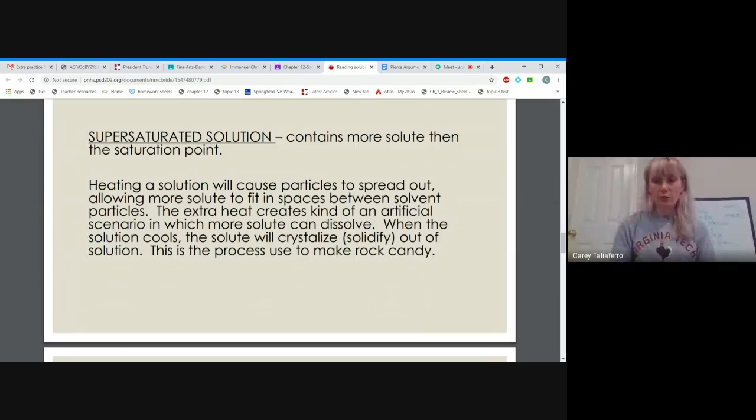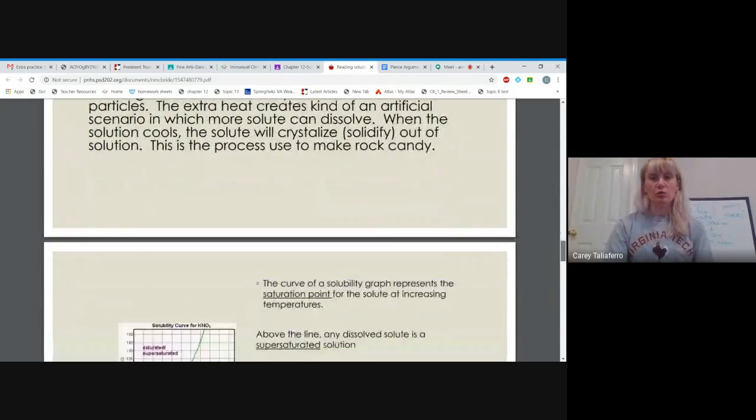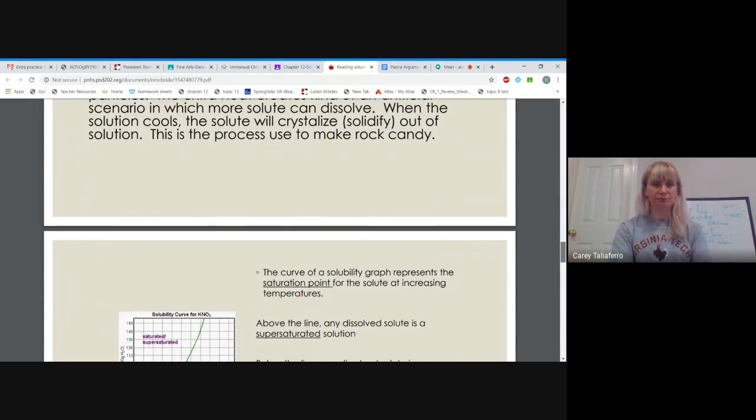So this is one way you make, I don't know if you guys know what rock candy is or not, but it used to be one of my favorite little treats. And that's how you make rock candy. You get a supersaturated sugar solution, you let it cool, and those crystals of sugar come out and they stick to that string or that stick, crystals all built up and down.